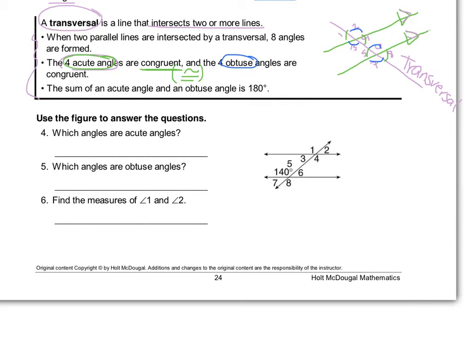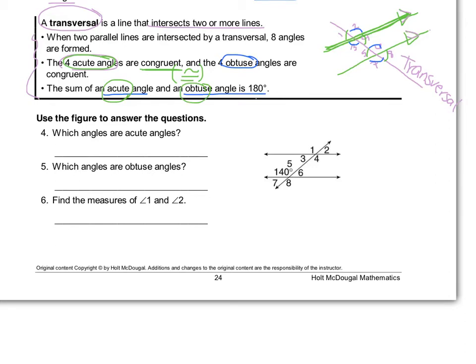The sum of 1 acute angle and 1 obtuse angle is 180. And if you think about it, if I put those two angles together, angle 1 and angle 2, I would form a straight line, which is 180 degrees. So that is why when I put one acute and one obtuse together, I form 180.